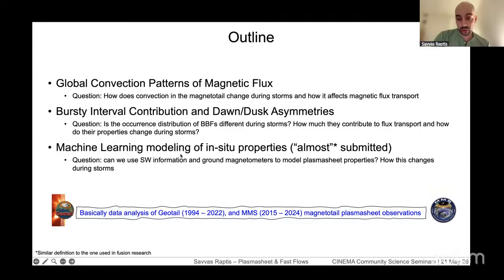And then I'll also show a machine learning model we've been working on for quite a while. I did promise myself that I would not present this until I submit it, so I hope that this is the last time I do this before this work is actually submitted in the near future. But basically what I will show is different data analysis that we have done with Geotail and MMS, plus some THEMIS observations from the magnetotail plasma.